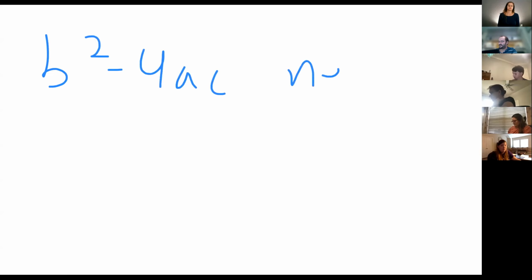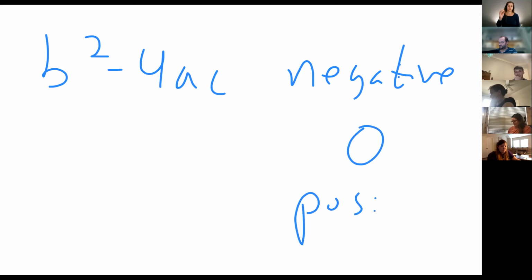And what are they going to mean? So let's go over that. B squared minus 4ac. If it's negative, what does that mean? Zero. If it's 0 or if it's positive, right? Yeah.